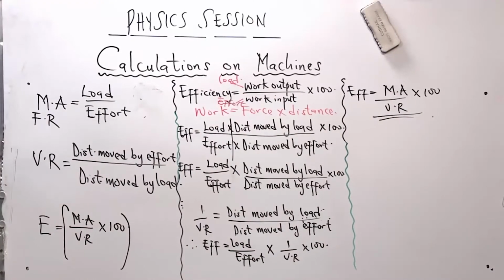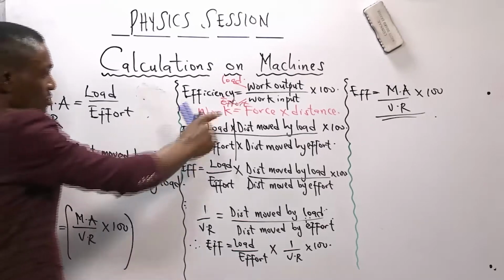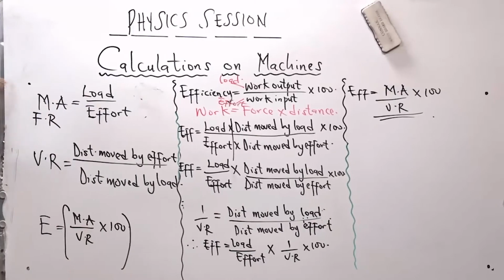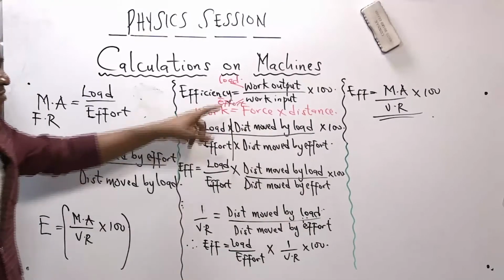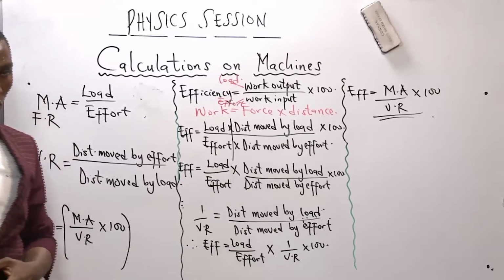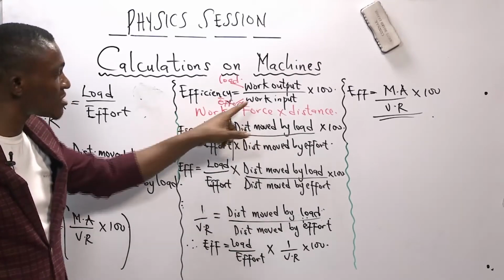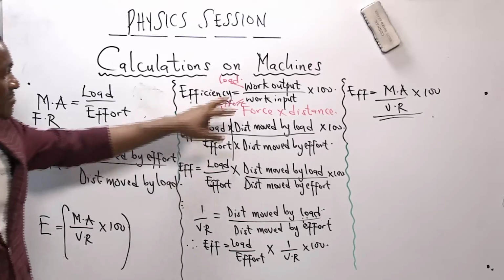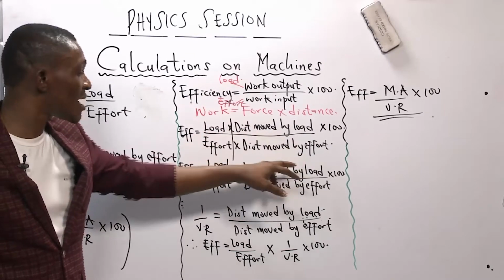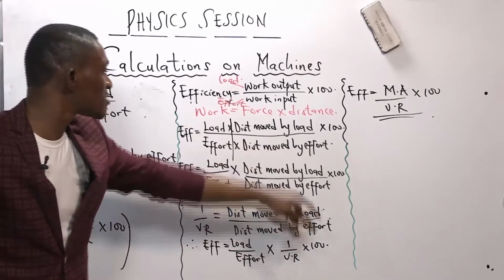Yeah, so let me just quickly run through it again for those of you that didn't get me the first time. So we started with efficiency is equal to work output over work input times 100. Then we also said that our work is equal to force times distance. And I said that whenever we hear the word work output, load comes to our mind, and when we hear the word work input, effort comes to our mind. So that we can now express our efficiency as load times distance moved by load divided by effort times distance moved by effort times 100.